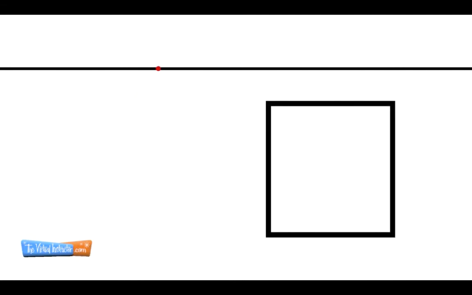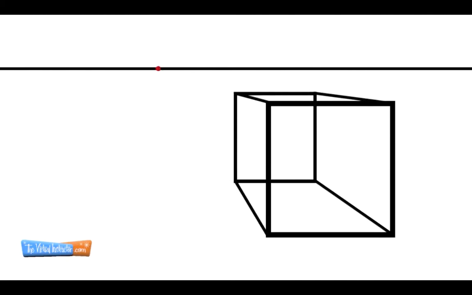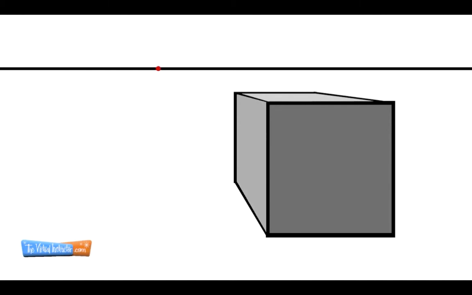That one vanishing point will then take one shape, which in this case we have a square, and if you draw all of the corners down to the vanishing point, close off the corners, and erase your vanishing lines, you will get a cube in 3-dimensional space. And then you can add value to make it have form.